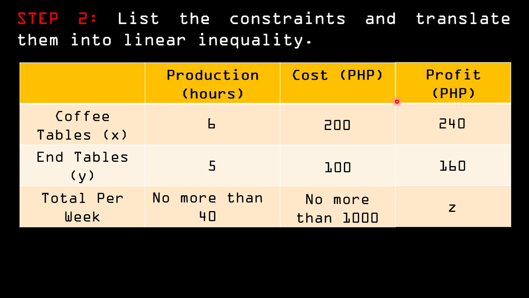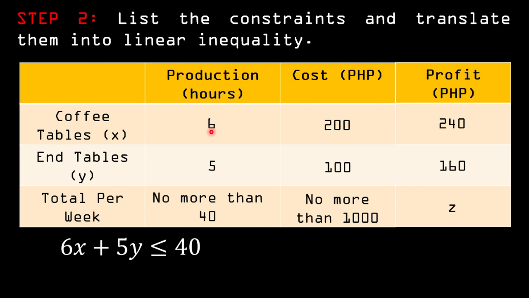So now, let's have the representation of the production and the material costs into linear inequality. As you notice, the total per week should be no more than 40. If we're going to translate that no more than, we can have the less than or equal. Since we are after the total, all we need to do is to have the sum of that 6 hours times its number of coffee tables plus the 5 hours times the number of end tables. So we'll have 6x plus 5y less than or equal to 40.